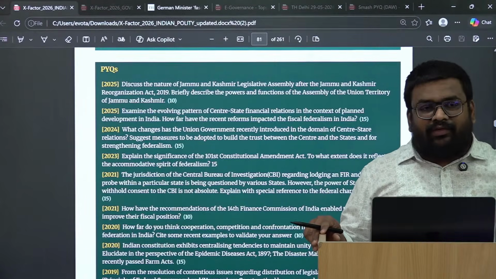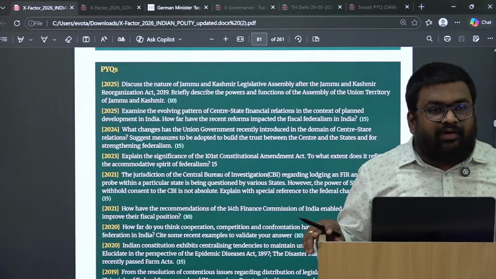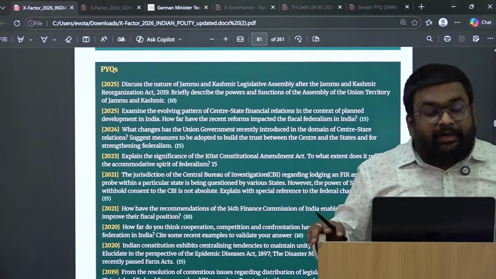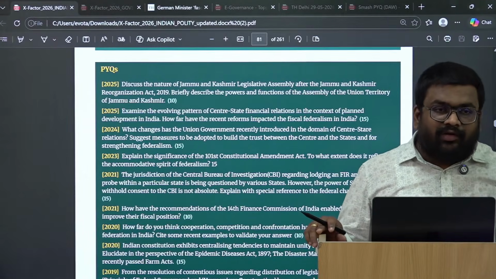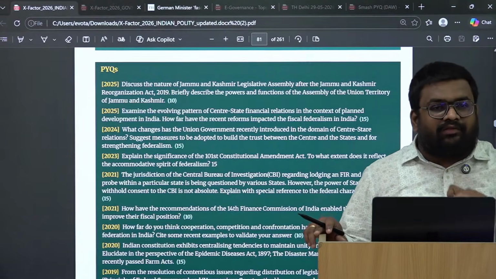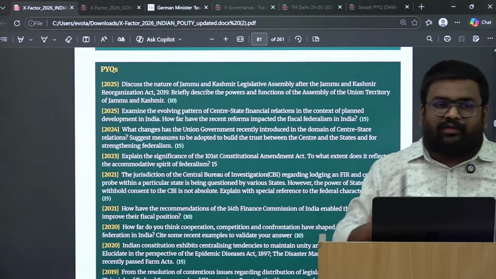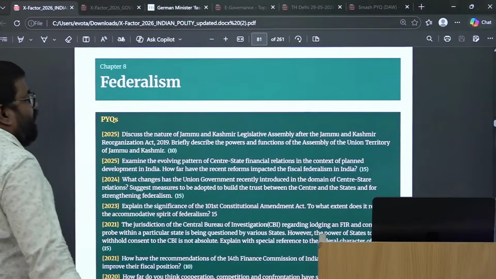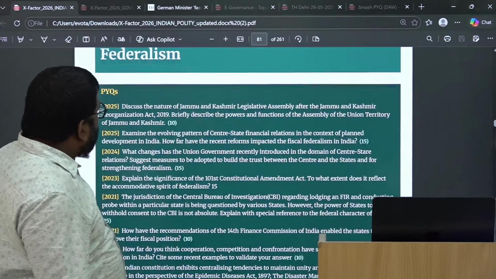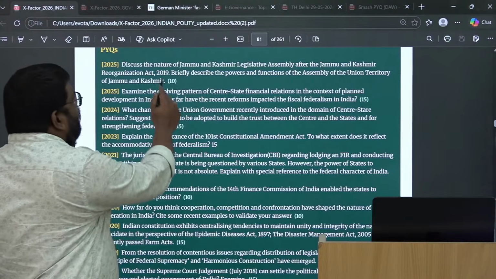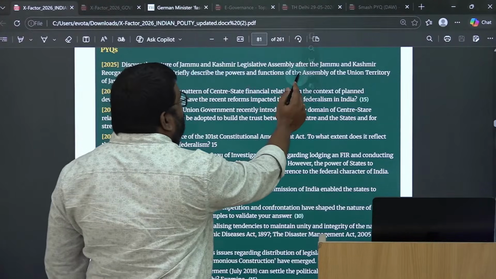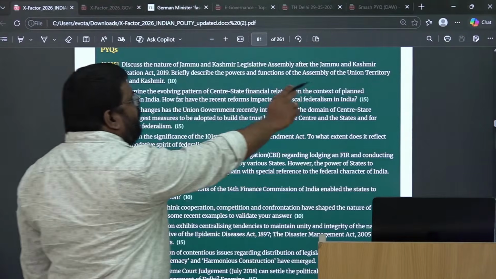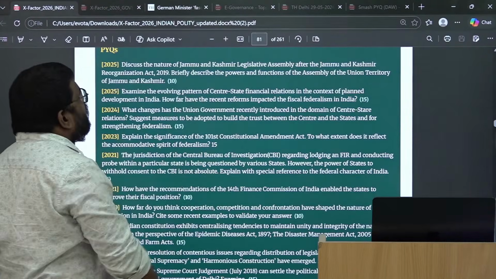Okay, so UPSC can rephrase and ask a similar question on different lines. Or the second way is, if you know any current affairs related to that similar theme, you immediately think, okay, UPSC can ask on this theme which is similar to this in this year. Okay, so for example, these are the questions on federalism. Last year, what they had asked is the nature of Jammu and Kashmir Legislative Assembly after the Jammu and Kashmir Reorganization Act. Describe powers and functions of the Assembly of the Union Territory of Jammu and Kashmir.